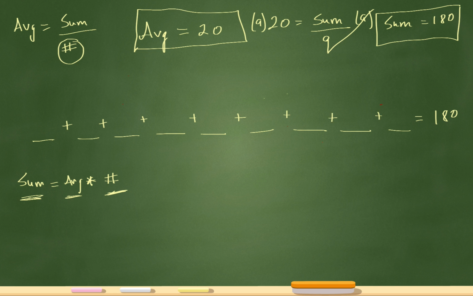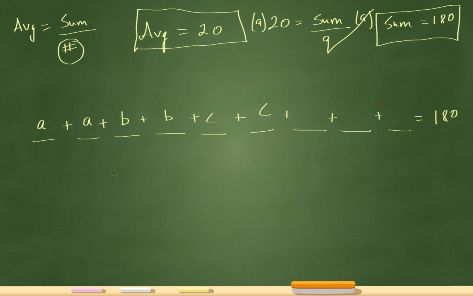Let's see what other information it gives me. It tells me the mode of this set of 9 numbers is A, B, and C. If there are 9 numbers and A, B, and C are all modes, that implies they each have to show up at least twice. So A, A, B, B, C, C.